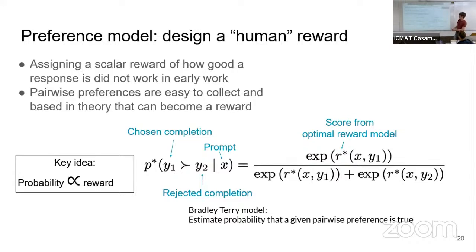Now, if we have data in this form, we can optimize our reward model, which is going to be another neural network, to build estimates for these probabilities. And then finally, our original model is going to optimize this quantity. Well, these rewards, not the other ones.